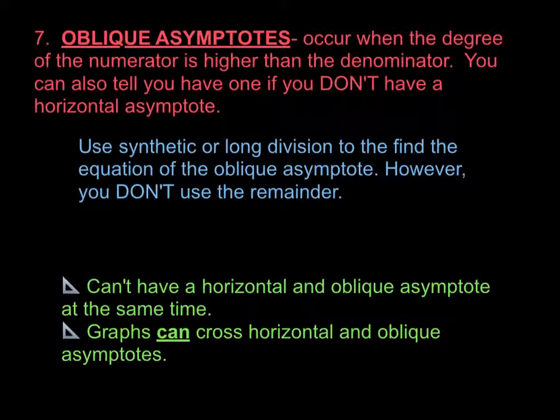A couple things to keep in mind. You're not going to have a horizontal and oblique at the same time, and your graphs can cross a horizontal, and they actually can cross an oblique asymptote. So keep that in mind. They will not cross a vertical, but they can cross a horizontal and an oblique.